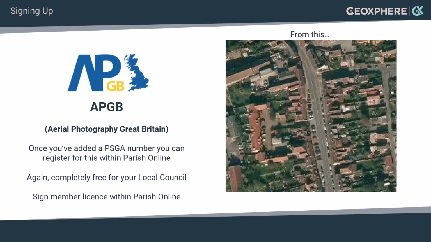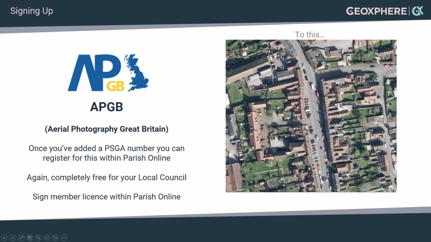And the same concept applies to the APGB. Now, that is the Aerial Photography Great Britain scheme. And again, that means you go from the lower resolution photography to this higher resolution photography. Again, completely free. And once you've added your PSGA license number in, the software will prompt you to sign the APGB membership, and that can be done within the Parish Online software. So these are the only 2 hoops that you have to jump through. It's the mapping industry. We love a good acronym, and those are the 2 that you need to know about.